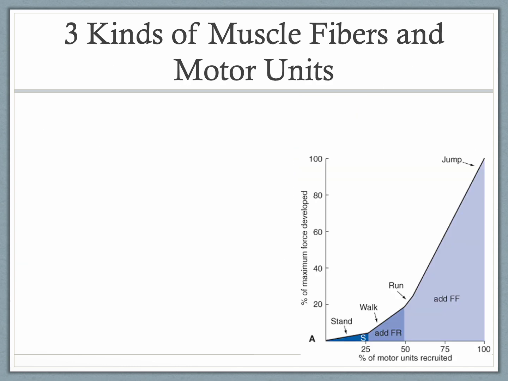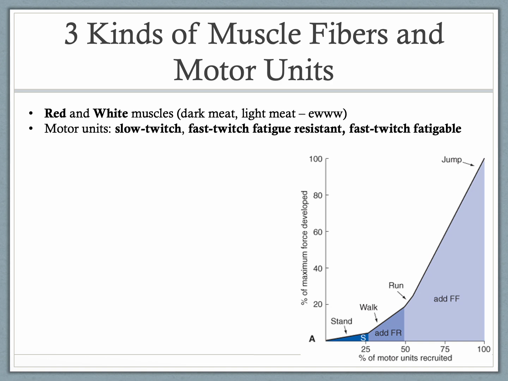There are three kinds of muscle fibers and motor units: red and white muscles. She says dark meat, light meat, ew. Motor units are slow twitch, fast twitch fatigue resistant, or fast twitch fatigable. So we think: stand, walk, jump.